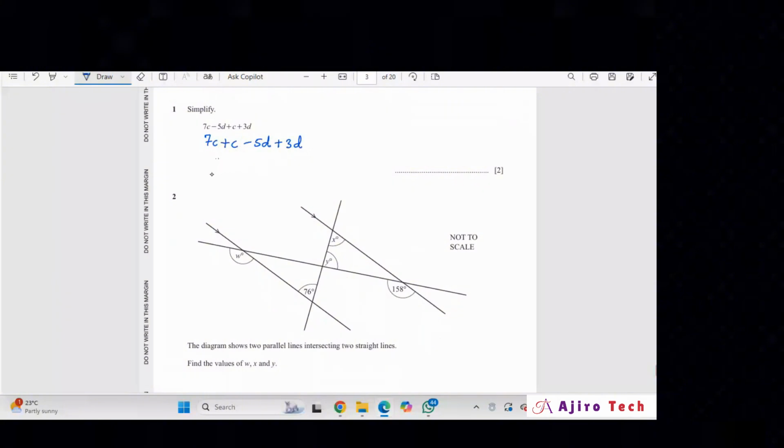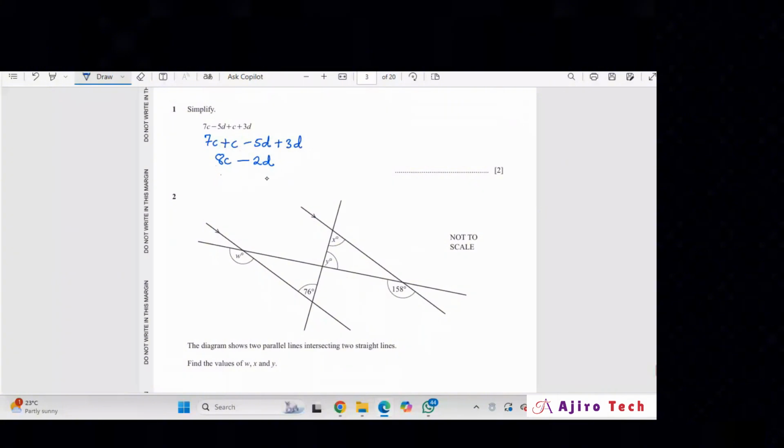So 7c plus c will give us 8c. Then minus 5d plus 3d will give us minus 2d. You can see that now 7c is like 7 plus 1, and 7 plus 1 will give us 8. Minus 5 plus 3d will give us minus 2d.